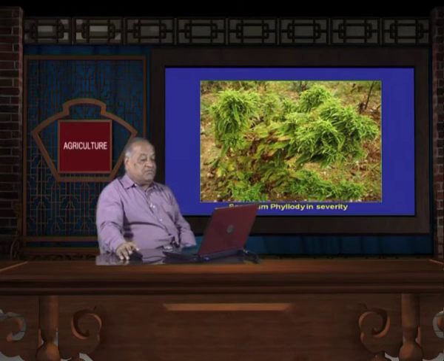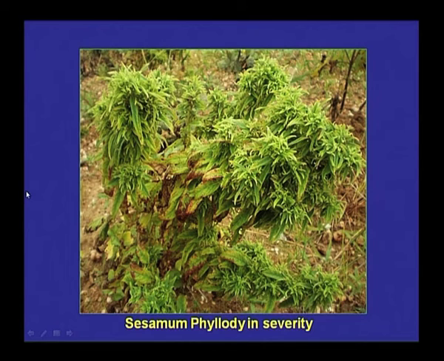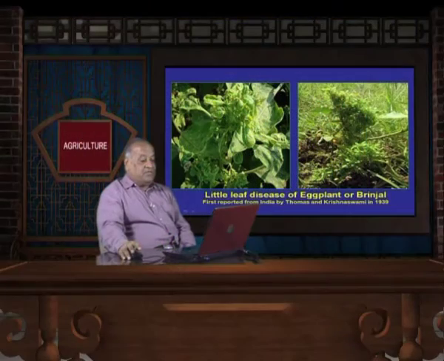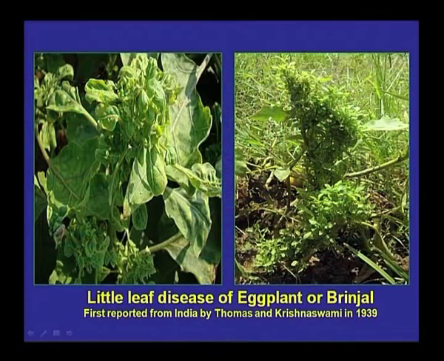This is the sesamum phyllodes in the severe case. You see the reddening of the leaves is very common, and a bushy structure is formed under the severity of the infection. Likewise, in the little leaf disease of eggplant, you see the leaves are reduced considerably in comparison to the normal leaves, and no flowers and fruits are being formed, and under the severity of the infection you see the whole plant has turned into a bush like structure.